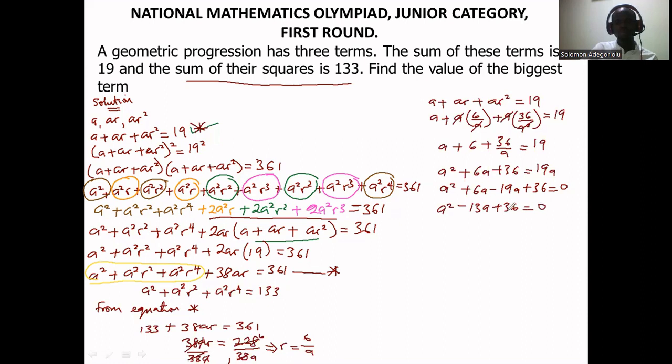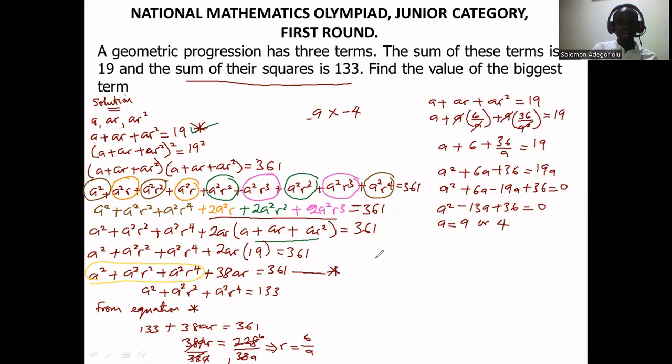What are the two factors that we multiply together that will give us 36 and we add that will give us minus 13? Don't forget, this is quadratic equation by factorization. Okay, we have 9 times 4. 9 times 4 will give us 36. 9 plus 4 will give us 13. So let's introduce minus here, minus here. Minus 9 times minus 4 will be plus 36. And the minus 9 plus minus 4 will be minus 13. Okay, so in a nutshell, our A is equal to 9 or 4. So we have the value of the first term to either be 9 or 4.